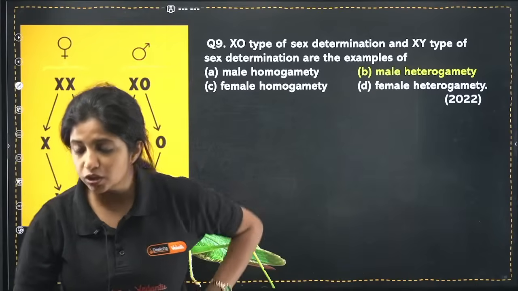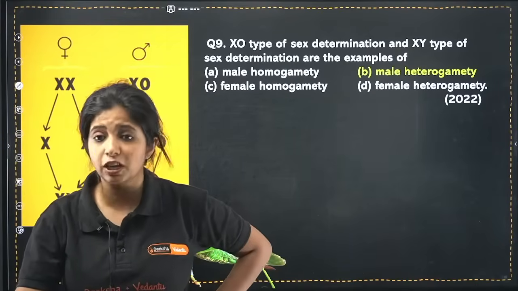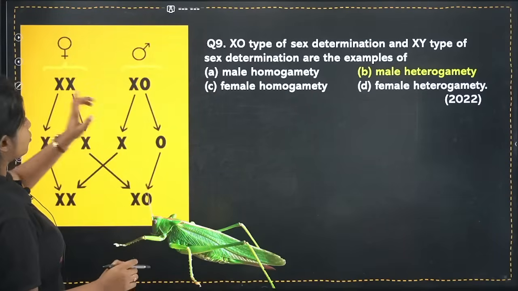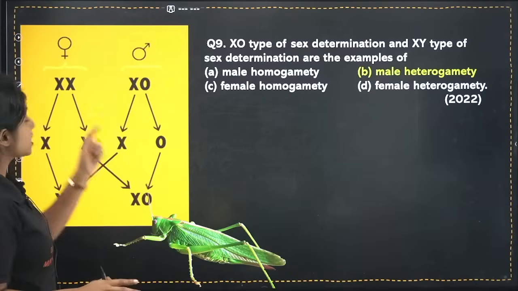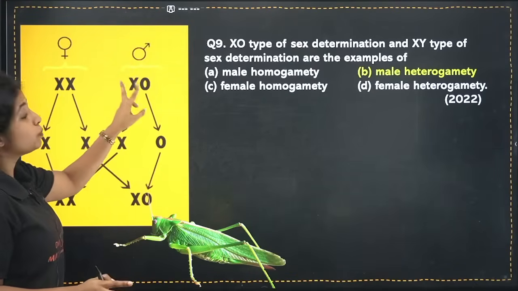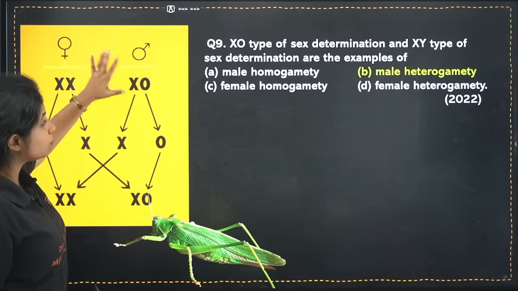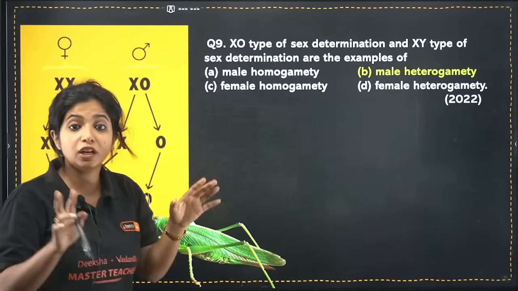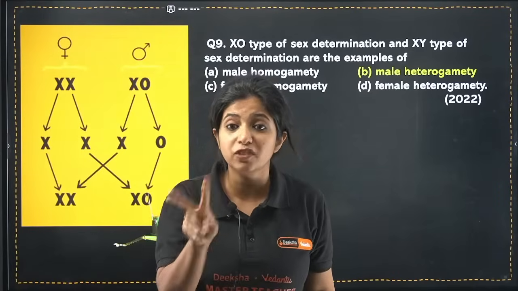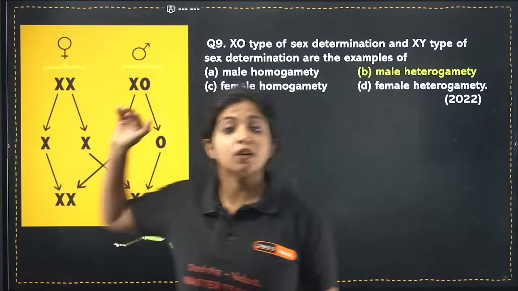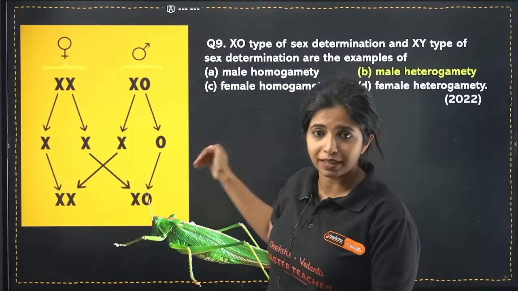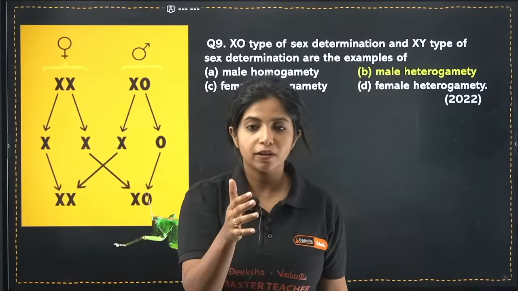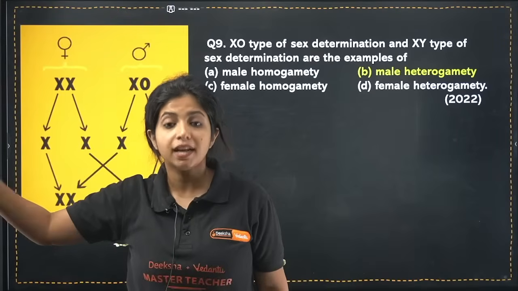Now XO type of sex determination and XY type of sex determination are examples of male heterogamety. If you see in the grasshopper, in the case of insects, the females are going to be XX, the males are going to be XO. XO means their sperms can carry either an X chromosome or no chromosome. Either way, they are producing two types of gametes. This is known as heterogamety, and when males are doing it, it is known as male heterogamety. This is found in human beings also. X type or Y type of chromosomes are being sent through males.